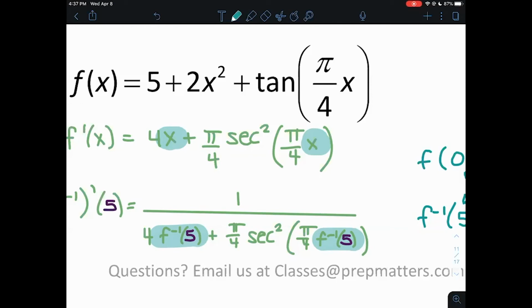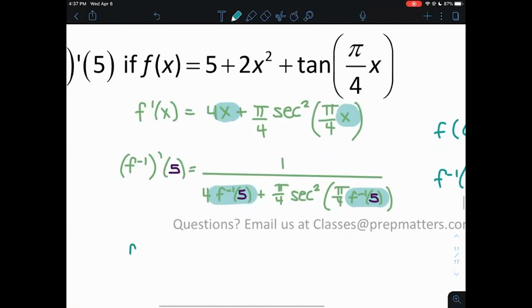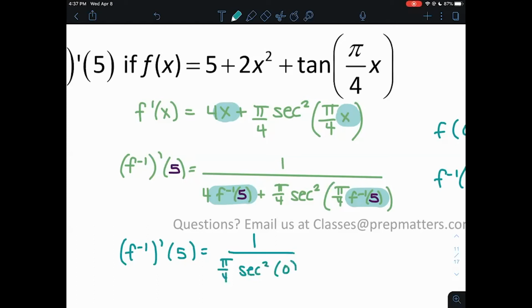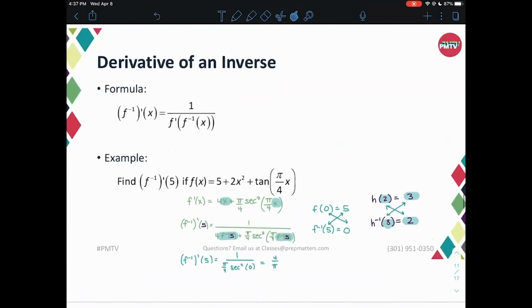That means that when we actually evaluate that, we're gonna go with this. When we evaluate this here, I will have 1 over pi over 4 times secant squared of 0. Secant squared of 0 is 1. Remember that secant is the reciprocal of cosine. So all that I have here is 1 over pi over 4, which is 4 over pi. And that is your quick review of evaluating the derivative of an inverse.